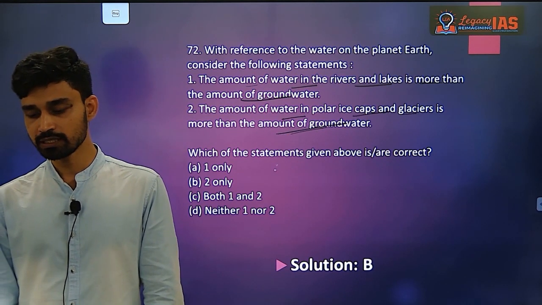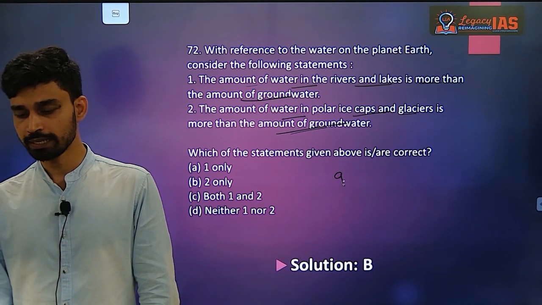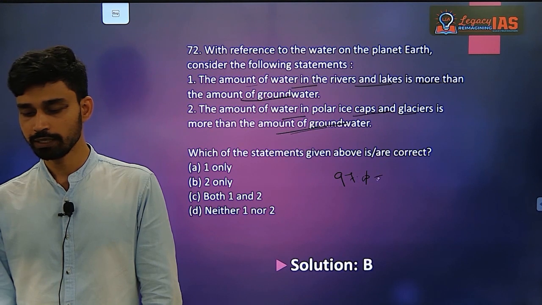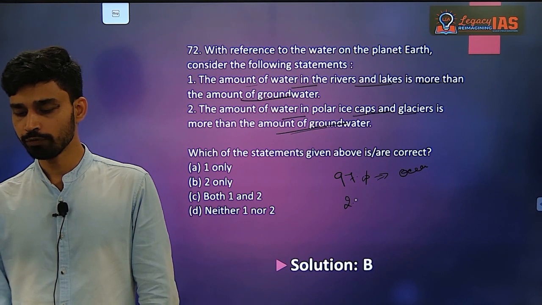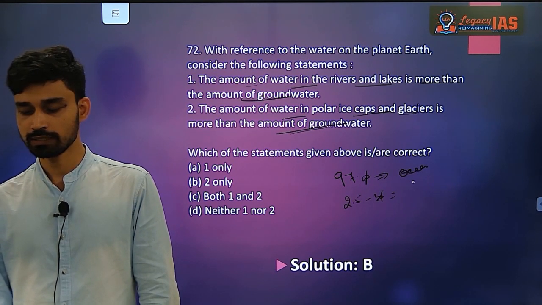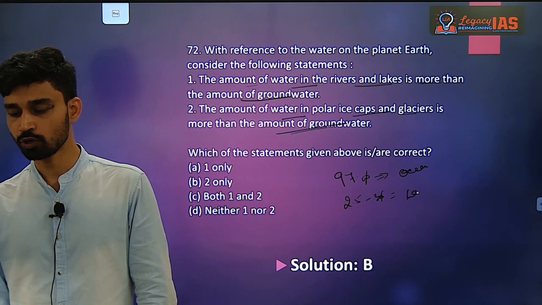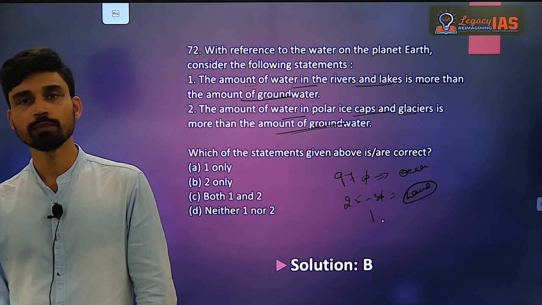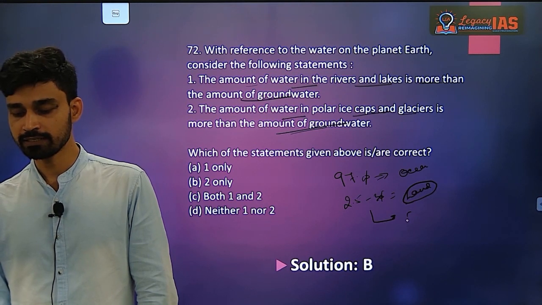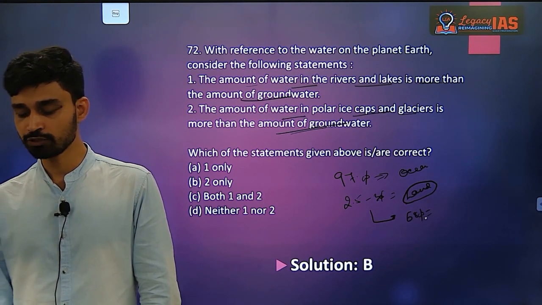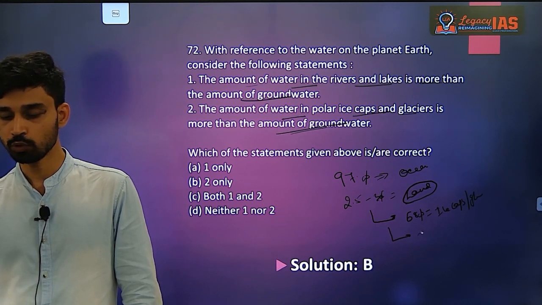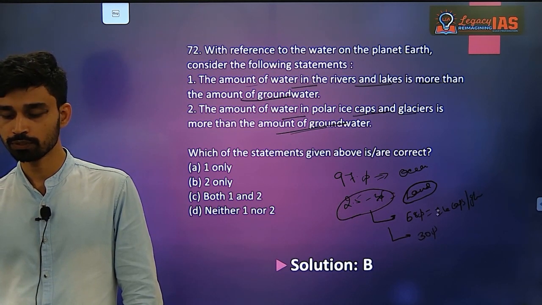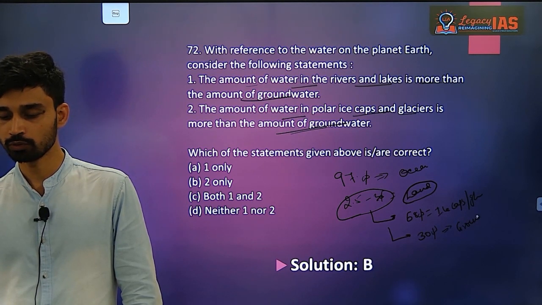Now, let us try to understand the distribution of water on the earth. We know that more than 97% of the water is concentrated in the oceans. The remaining about 2.5% to 3% is fresh water that is found on the land. Out of this 2.5 to 3% of water, almost 68% is fresh water concentrated in ice caps or glaciers, while about 30% is concentrated below the ground. So, these are the groundwater.